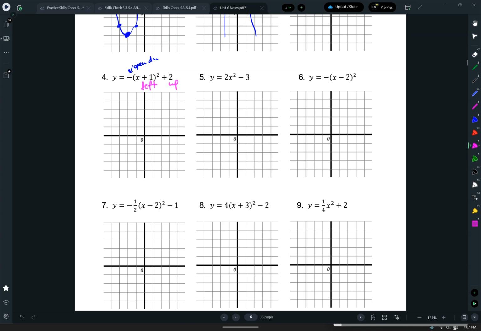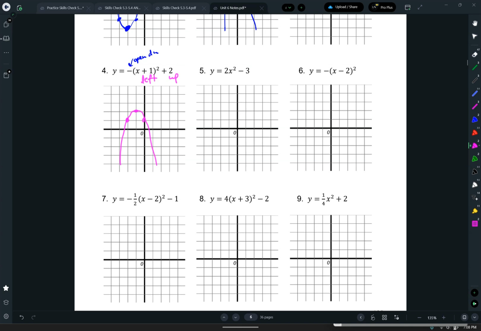So let's do the +1 and the +2 first. I'm going to go to the left one, and at the same time, I'm going to go up 2. That's my new vertex. And now I apply that slope concept. From that point, I'm going to go down 1 and over 1 on each side. So there is my basic parabola.